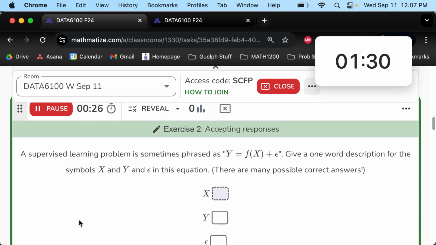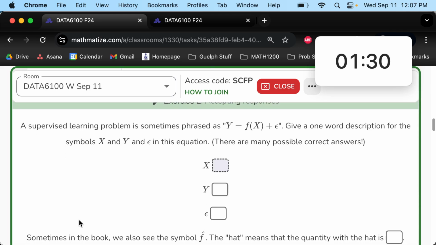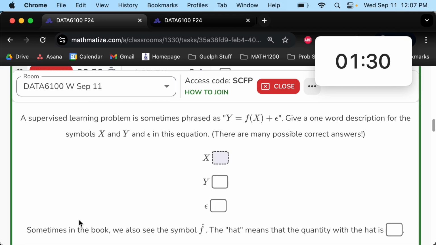And again, this is from the videos on supervised versus unsupervised learning. And last but not least, you sometimes see a hat, something like f hat. So you'll see y equals f of x plus epsilon, and later on in the notes it'll say f hat. And I want you to tell me what you think hat means. The hat means that the quantity with the hat is blank. And again, give me your best one-word explanation for these things.